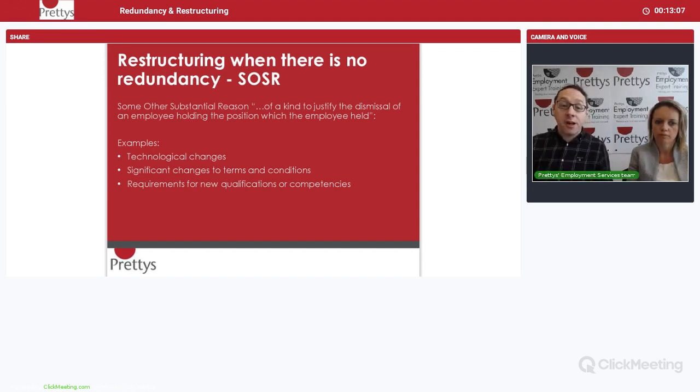It's some other substantial reason of the kind to justify the dismissal of an employee holding the position which the employee held. And it's often referred to, and we will often, if we're fighting an unfair dismissal claim on behalf of an employer who has made some employees redundant, say, well, it was redundancy, but even if there wasn't that potentially fair reason, then there was still some other substantial reason which justified the dismissal of the employee. So even if you are struggling to get your restructuring into a redundancy situation, you can still rely upon the potentially fair reason, and may even save yourself some money on the redundancy payments as well.